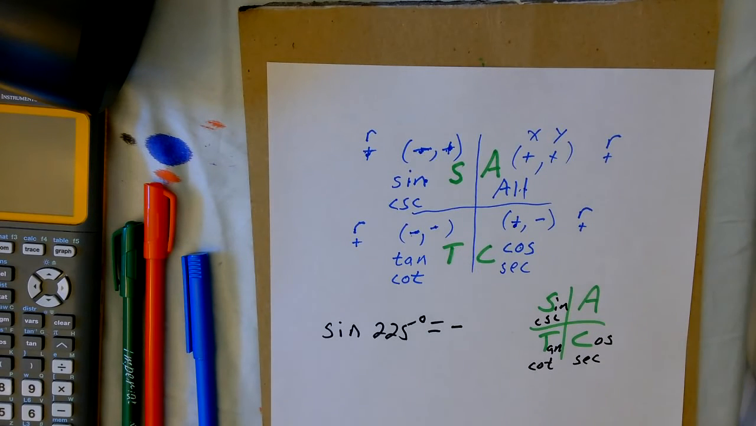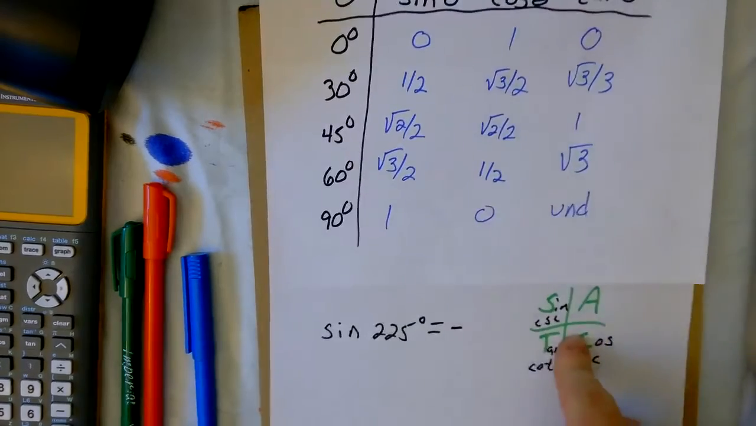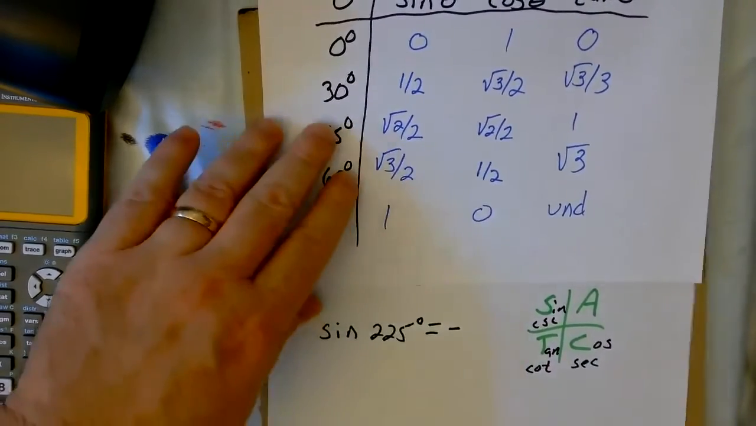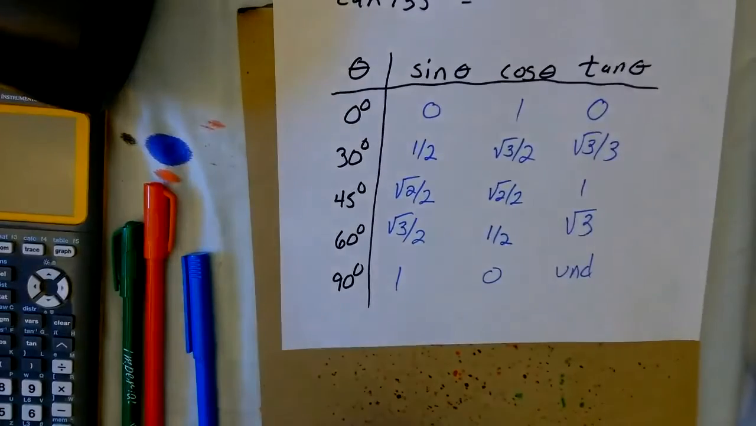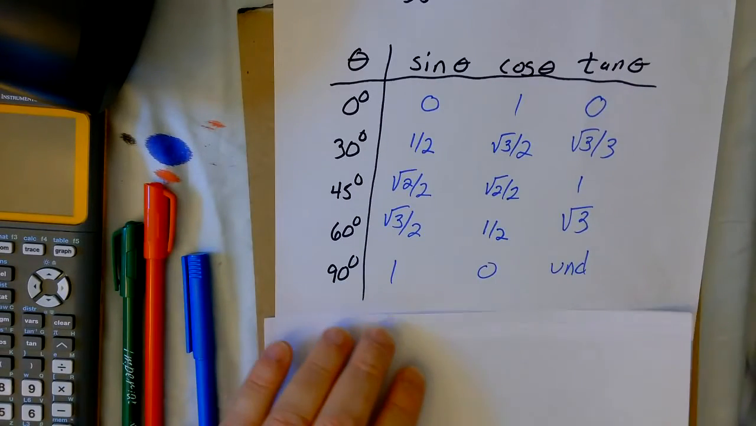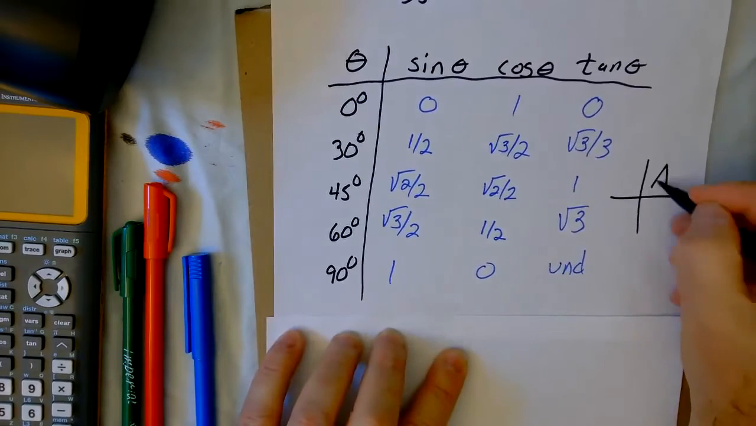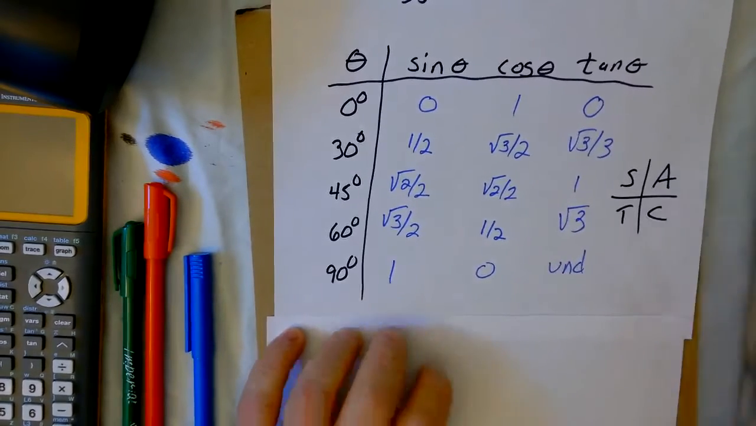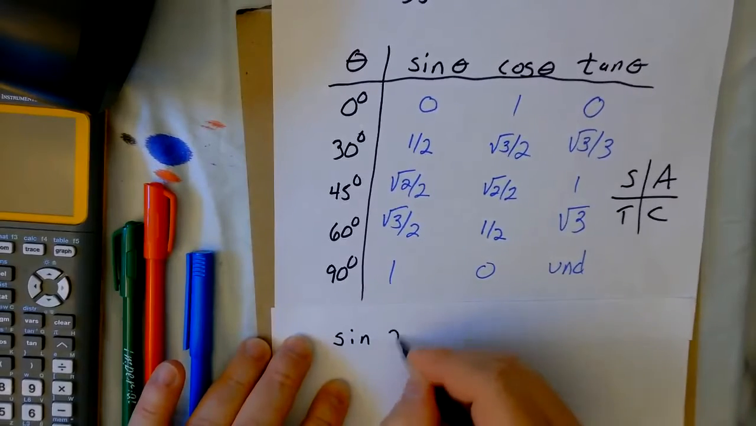So what we're really doing here is combining our chart with our all studs take calculus. So let's do that and start doing some of these. So let me write down, I'll put it right over here, my little all studs take calculus. And so let's go with that, sine of 225 degrees.